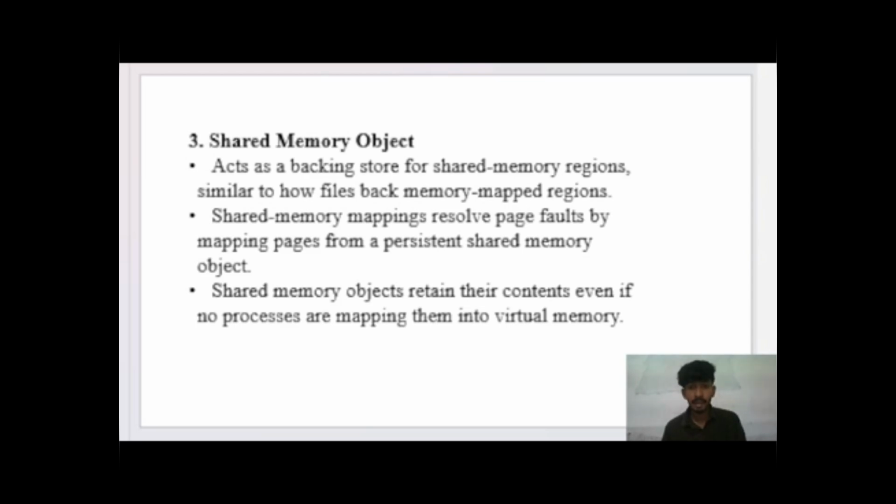Shared memory mappings resolve page faults by mapping a page from a persistent shared memory object. Shared memory objects retain their contents even if no processes are mapping them into virtual memory. These are the methods in IPC. Shared memory is a faster and more reliable method in IPC, because at the same time it can transfer a number of copies of data.